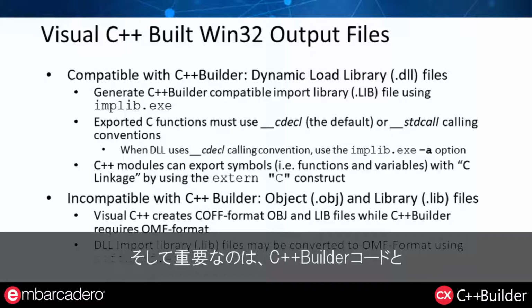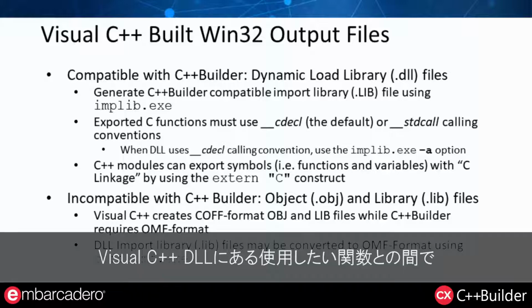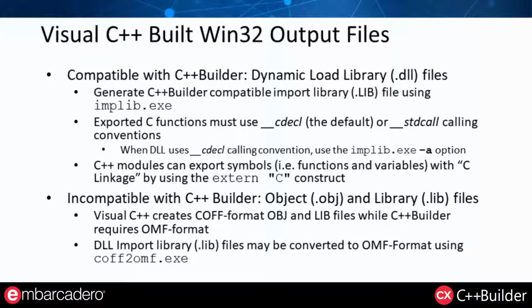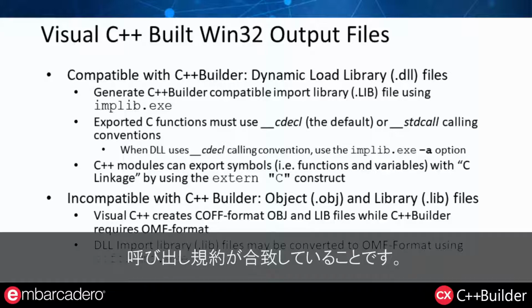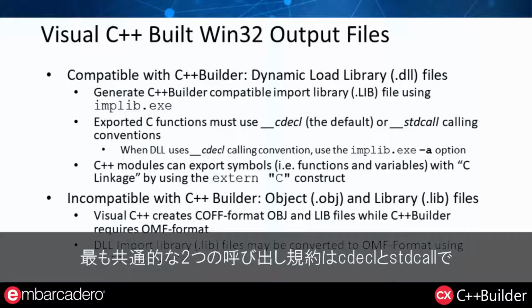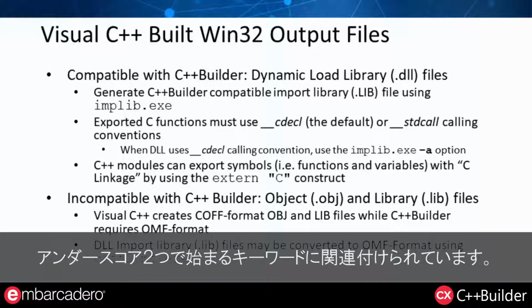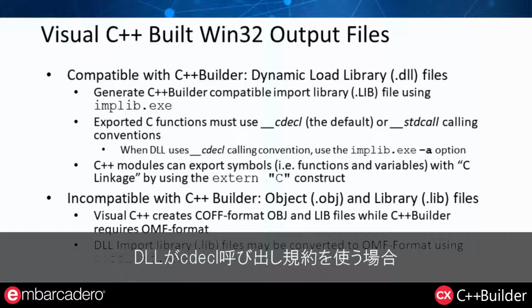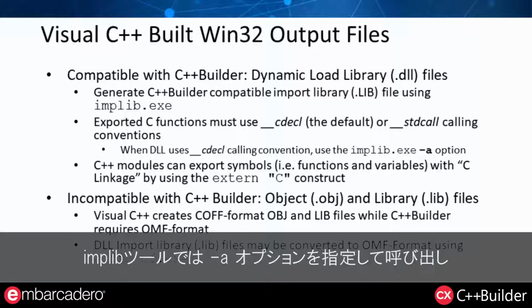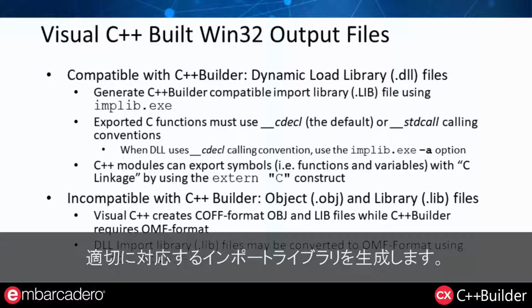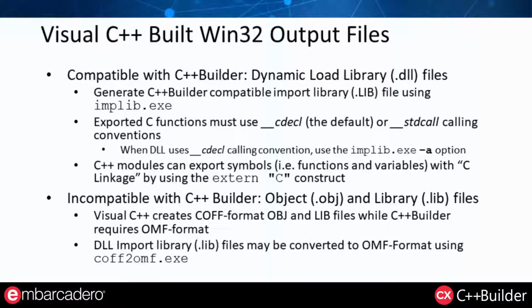Also, it's important that both your C++ Builder code and Visual C++ agree on what the calling conventions are for the functions in the DLL that you'll be using. The two most common calling conventions are cdecl and standard call. Both of these calling conventions have an associated keyword that begins with the double underscore. When the DLL uses the cdecl calling convention, the implib tool should be called with the -a option to generate the correct corresponding import library.